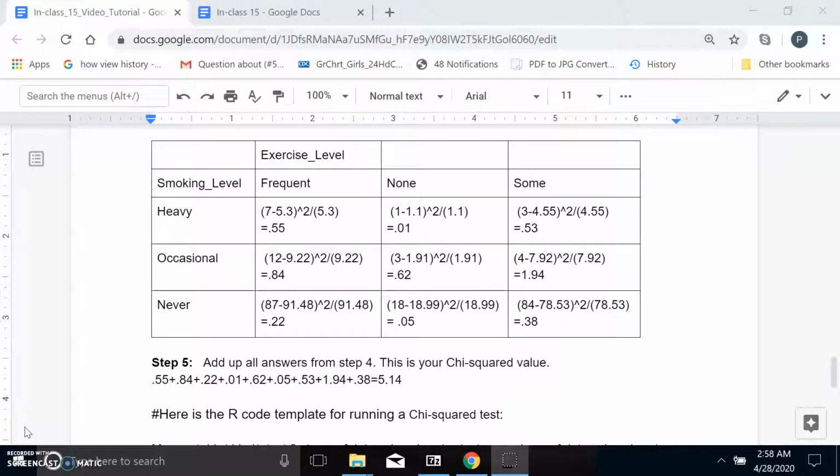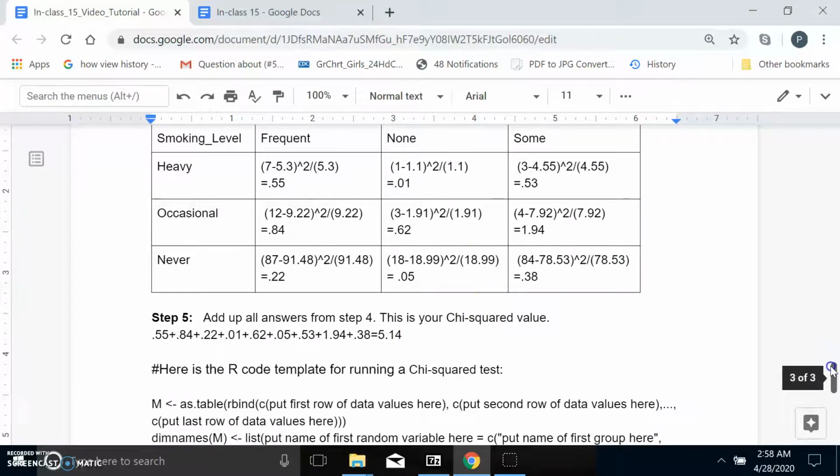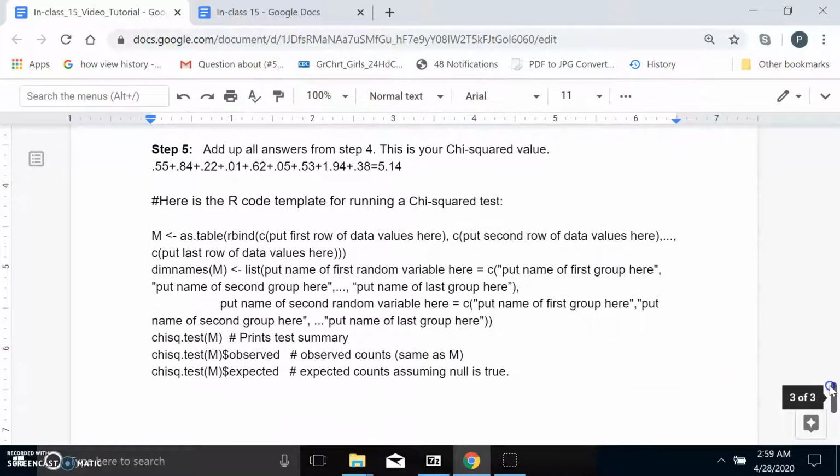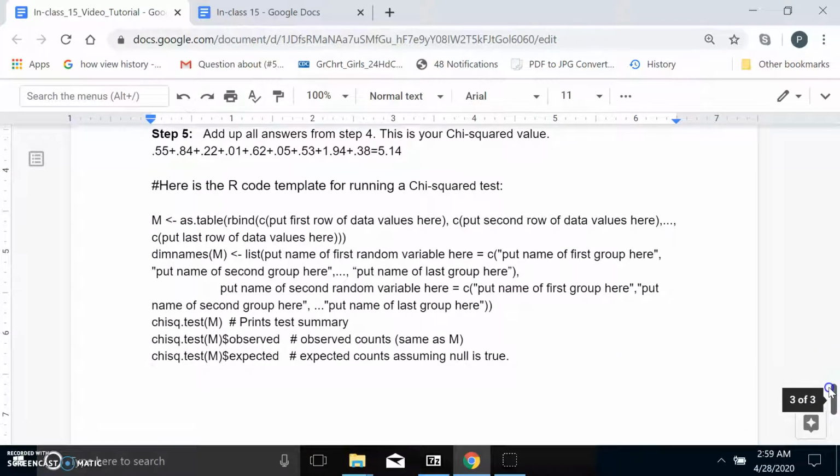Okay, this is class 15 continued. This is where we left off. We found the chi-squared value was 5.14. Then we're going to do the R code here. So let me paste my original table down here. Then we can fill in the missing pieces here.